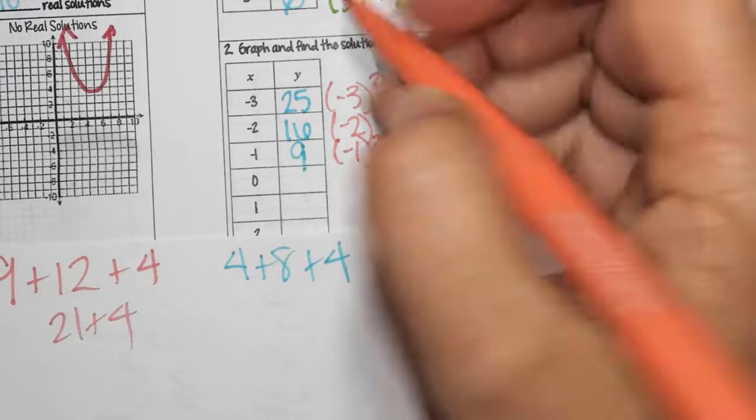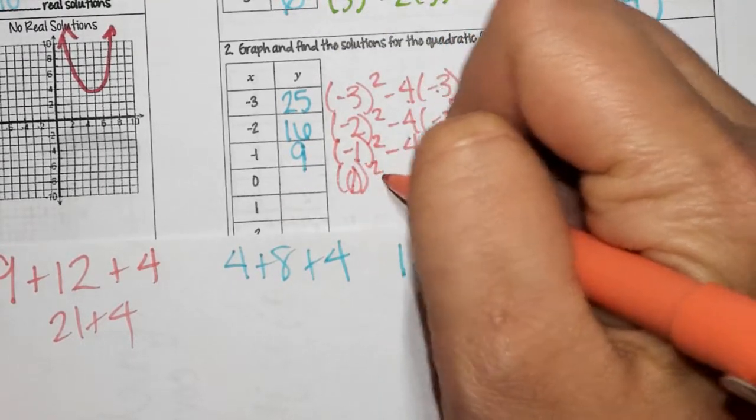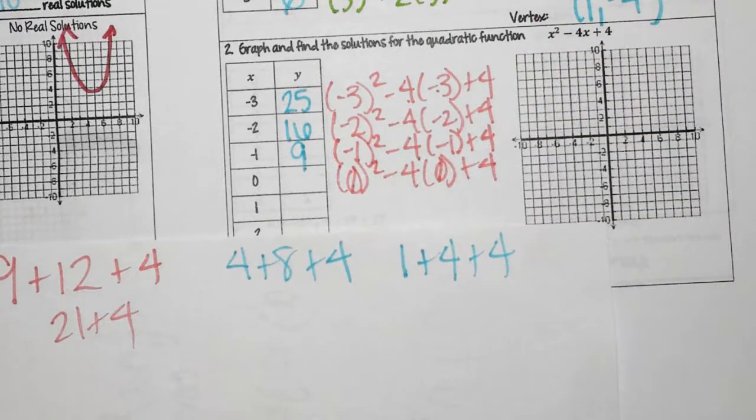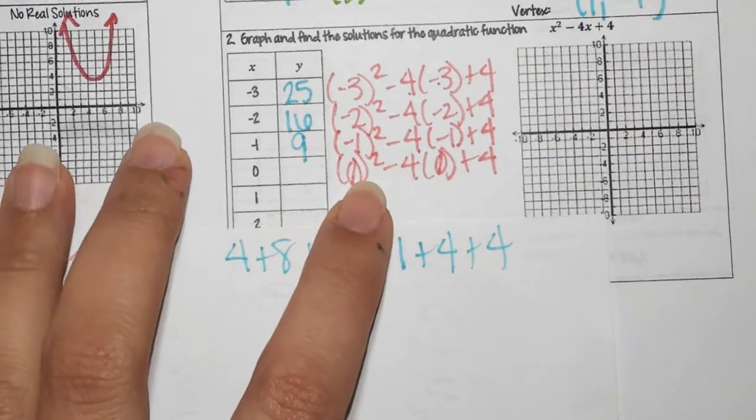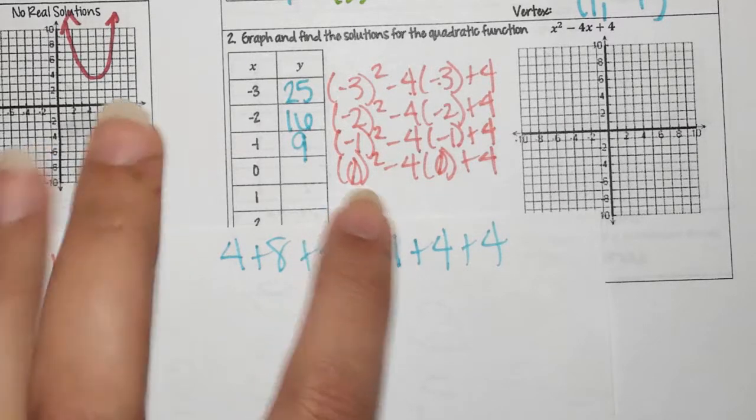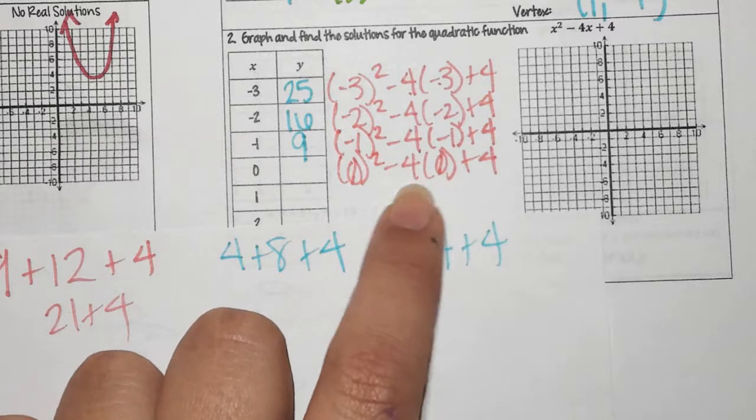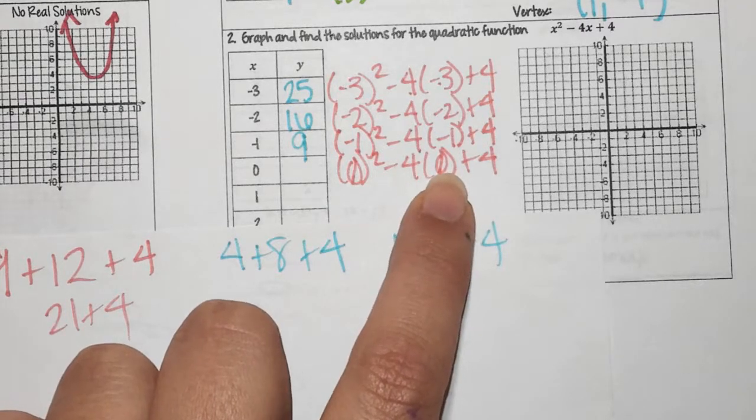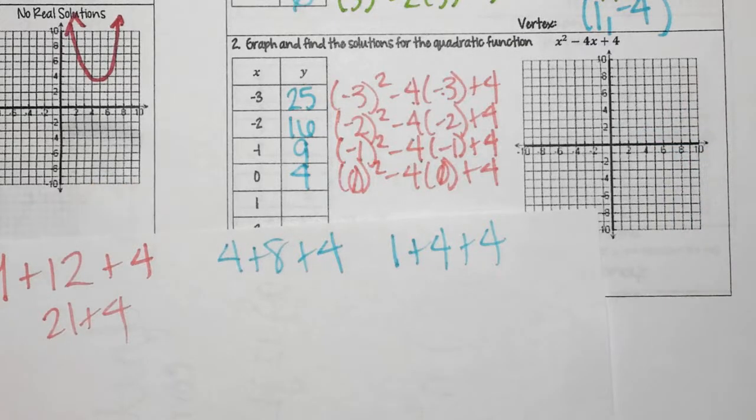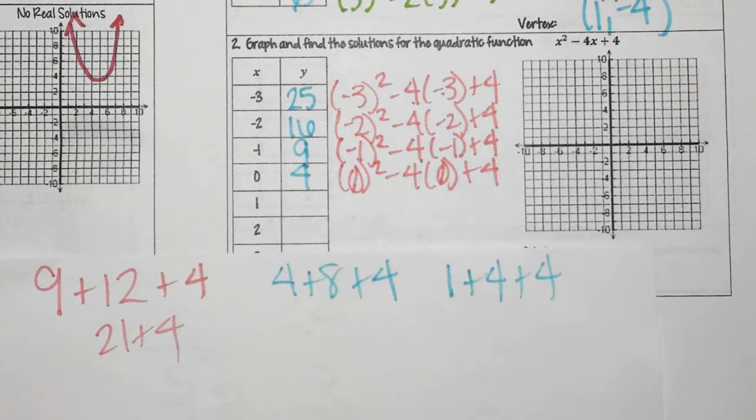Alright, let's plug in 0. Yes, that's exactly what you heard. 0 squared is what? Zero. What's 4 times 0? So what's 0 minus 0? What's 0 plus 4? Next one's going to be 1.